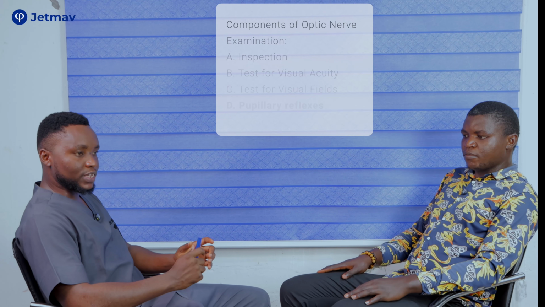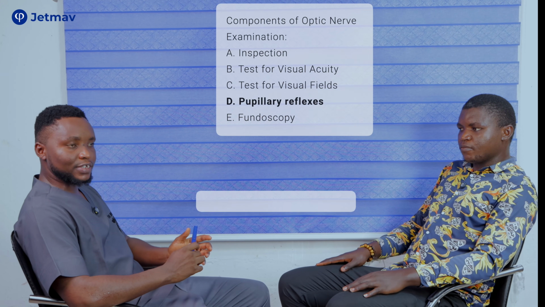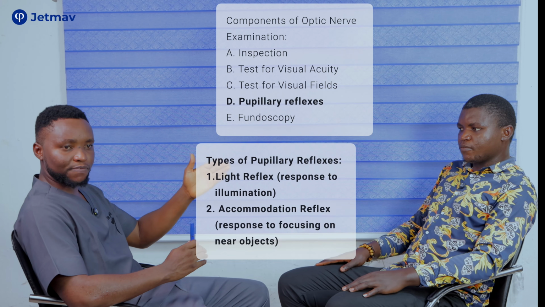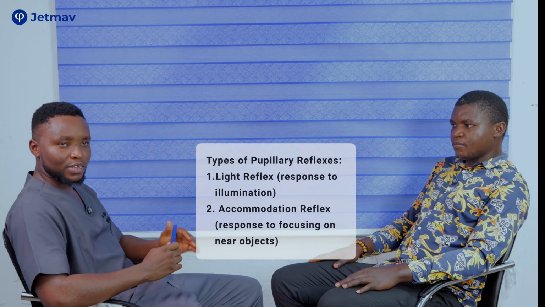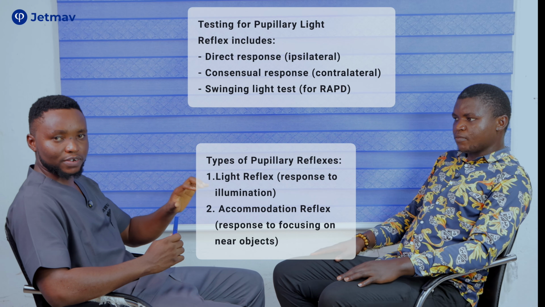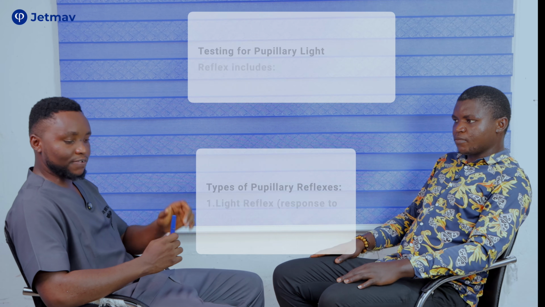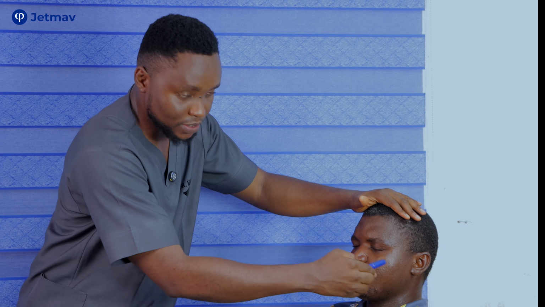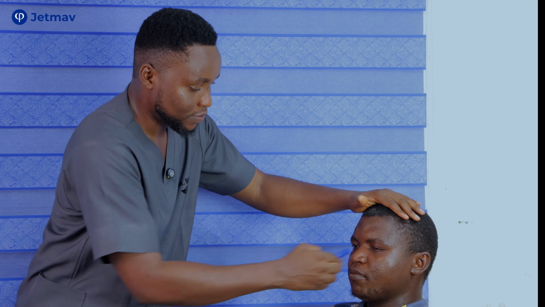The next thing we're going to test is the pupillary reflexes. Like I said, we have the light pupillary reflex, then the accommodation reflex. Now under the light reflex, we have the direct, consensual, and the swinging test reflex. So we're going to start with the light reflex now. So to test the light reflex, you use your pen torch. Now when testing for the light reflex, don't shine the light directly to your patient's eye. You bring it from the side, okay? You bring it from the side to test for both eyes.